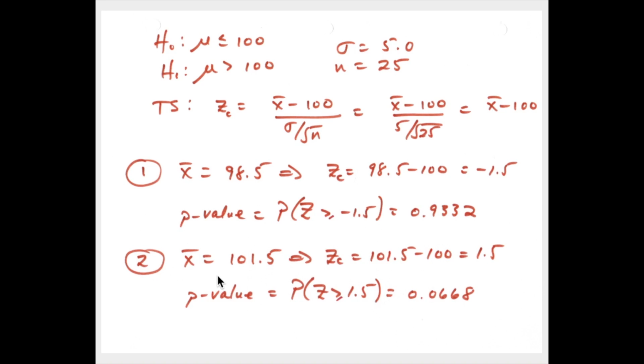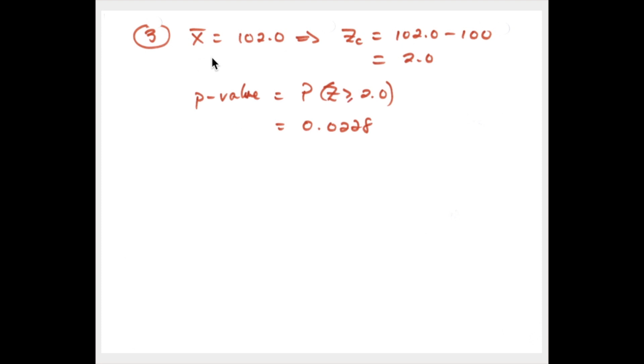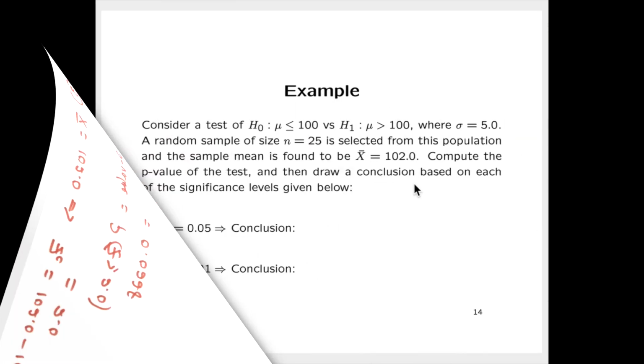In scenario 2, when x bar is equal to 101.5, again, because the p-value is not less than or equal to 0.05, there is insufficient evidence at the 0.05 level of significance to conclude that mu is greater than 100. But if we get a value of x bar equal to 102, then because the p-value, which is 0.0228, is less than or equal to 0.05, we would conclude, in this case, that there is sufficient evidence at the 0.05 level of significance to conclude that the mean of the population is bigger than 100. All right, let's move on to the next example.